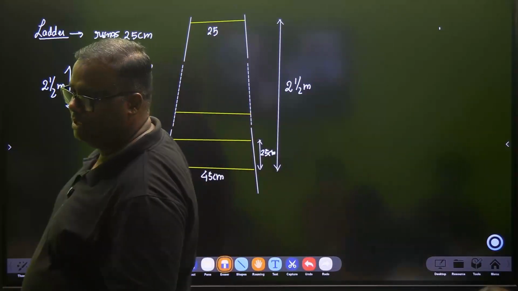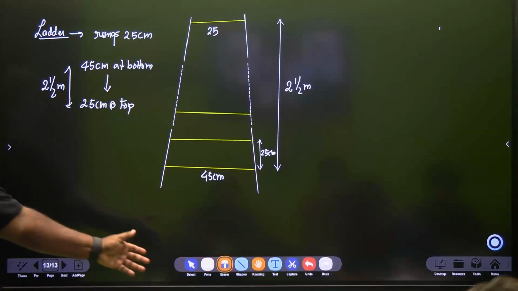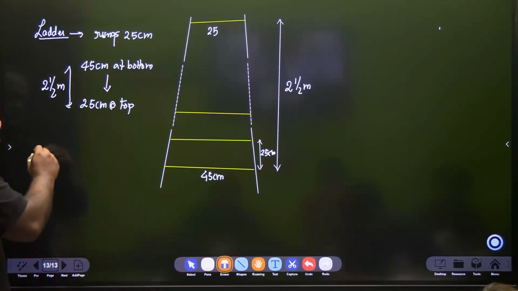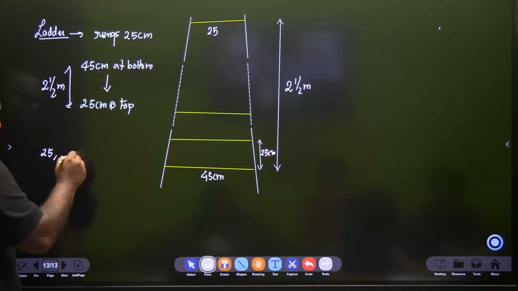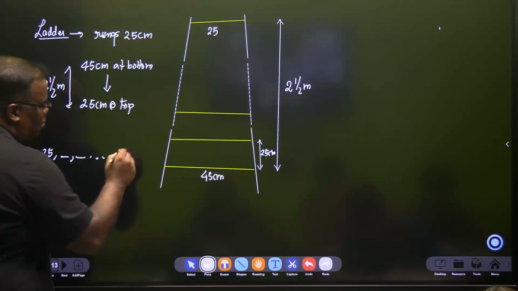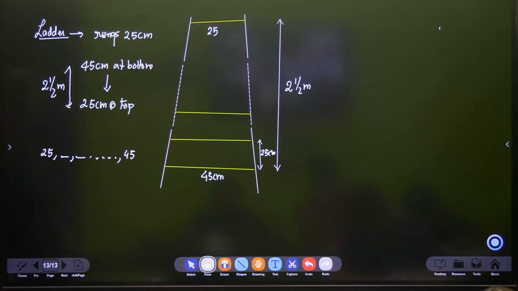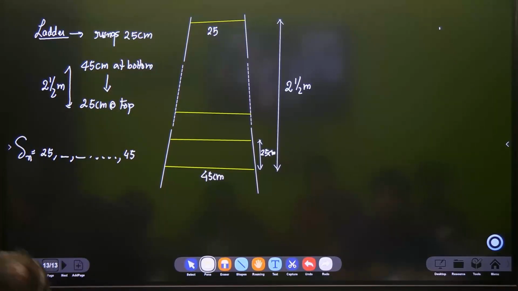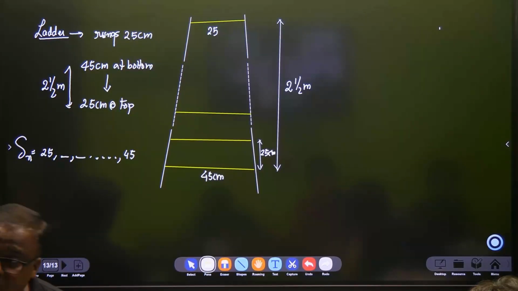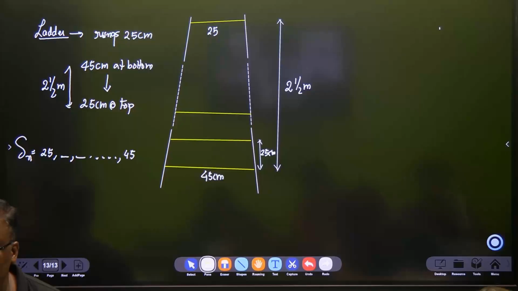Have you understood the problem? And then if you add, all the yellows are basically your terms. Your terms of this AP are 25. I don't know what is the next one. I don't know how many, but I know the last one is 45. And if I can sum this, then that is my wood requirement. But how do I sum it? And how do I find out the distance? It's all about logic. Work it out. Gap between each is 25. And overall, how much are we making it? 2.5 meters.